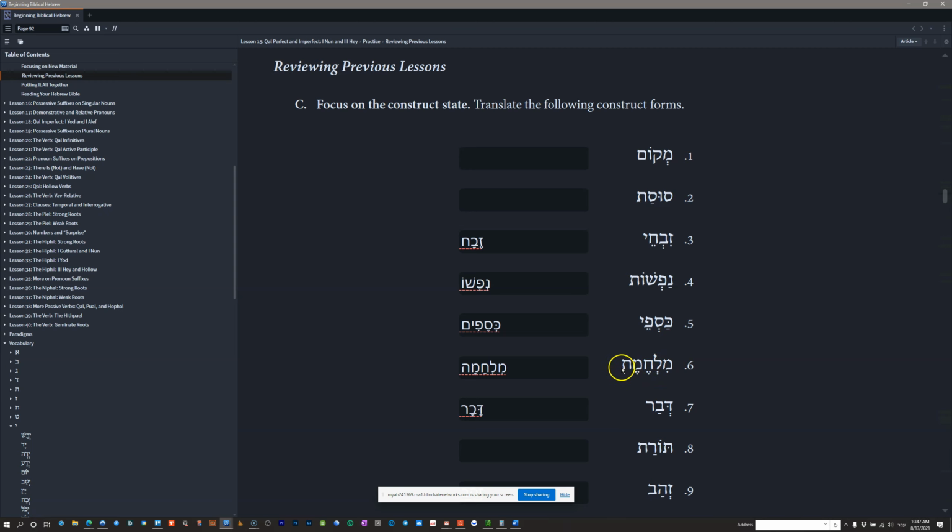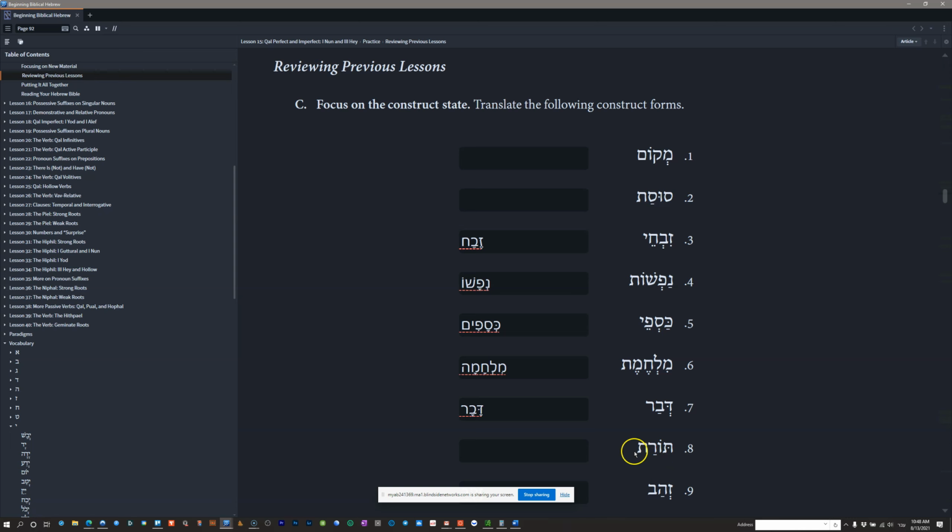Milchemet is the feminine singular construct form of milchama. The tav, instead of milchamat form, devar, if this were, this is masculine singular construct. If it were masculine singular absolute, it would have a kametz pattern.